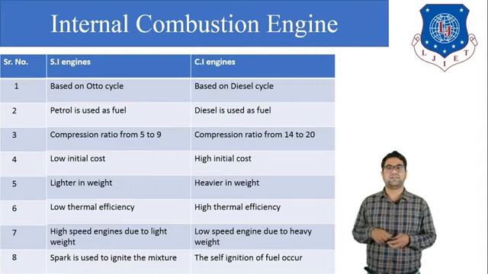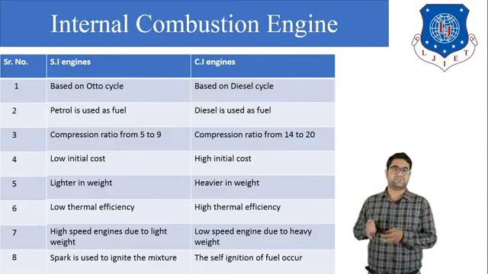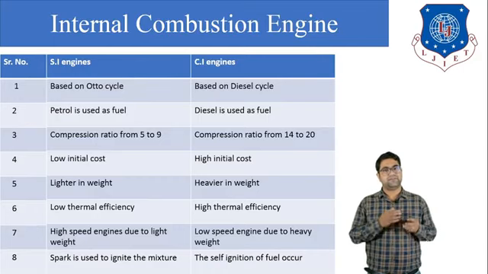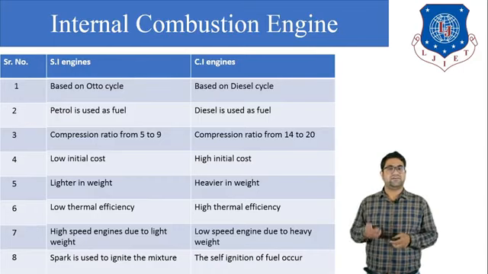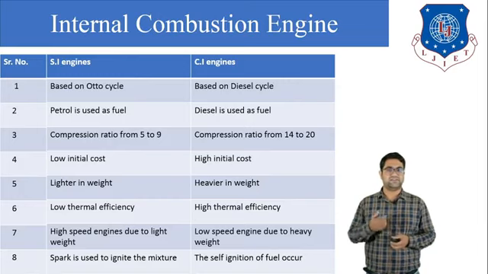Okay. Next, the initial cost is low, and in the CI engine the initial cost is high. Okay, that we all know, that the petrol engine initial cost is low, and in the diesel engine the initial cost is high. Why does this happen? Because the petrol engines are small compared to the diesel engine. Okay, so the initial cost will be low in the case of petrol engine and the initial cost will be high in the case of diesel engine.